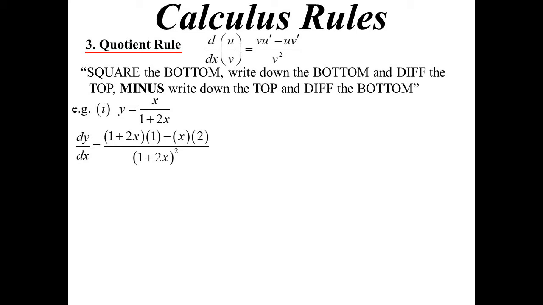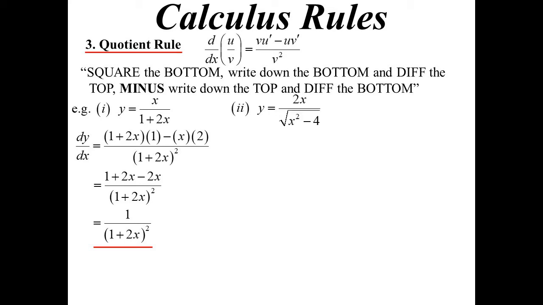Minus, so unlike the product rule, remember the product rule was plus, quotient rule was minus. That's probably to do with the power of -1 if you were to make it a product rule, but anyway. Write down the top, x, diff the bottom 2. Let's tidy the top up, and that's how we'll leave it. There's no simplification there.